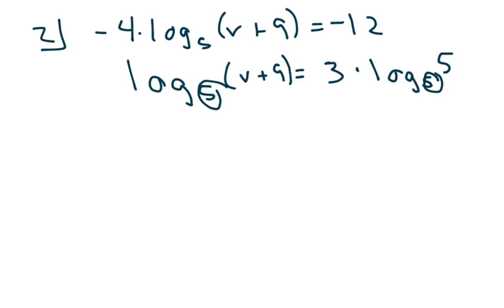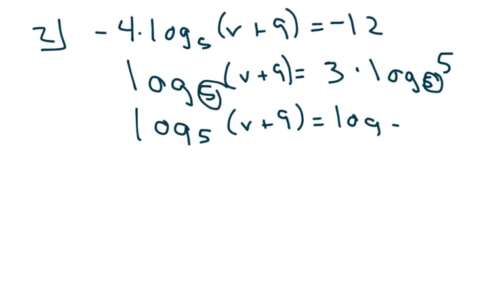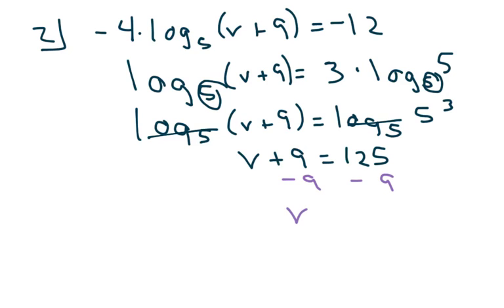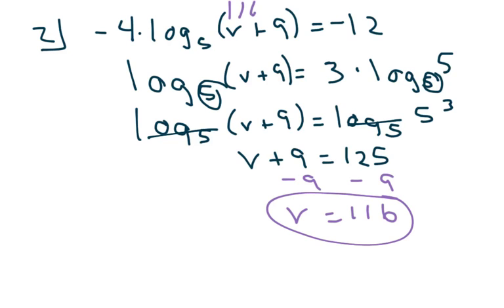Now use my power property, and I have log base 5 of v plus 9 equals log base 5 of 5 cubed. So when you get this, you can cross those out now, and you have v plus 9 equals 125. Subtract the 9 from both sides, so you get v equals 116. Always kind of want to glance up here and make sure when you plug it back in that this is positive. So we want v to be positive here, so that our solution set is 116.